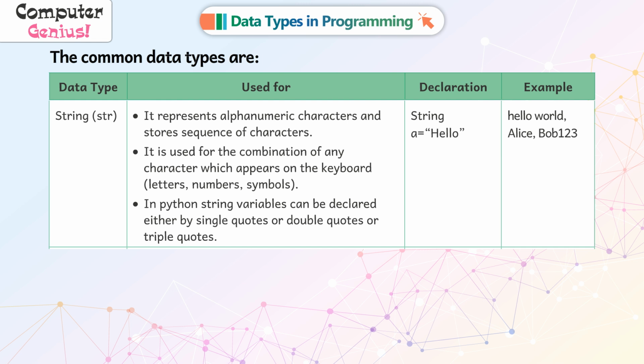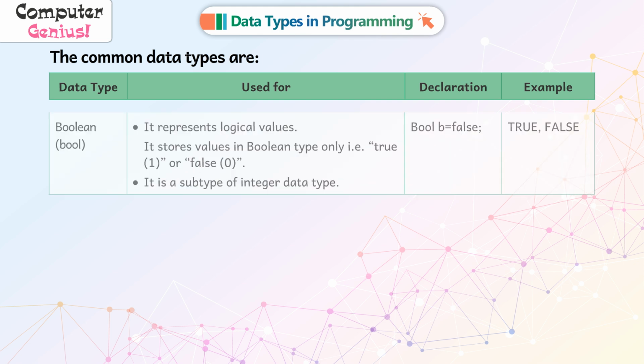String. It represents alphanumeric characters and stores a sequence of characters. It is used for any combination of characters which appear on the keyboard: letters, numbers, symbols. In Python, string variables can be declared with single quotes, double quotes, or triple quotes. String a equals "hello", "hello world", "Alice", "Bob 123".